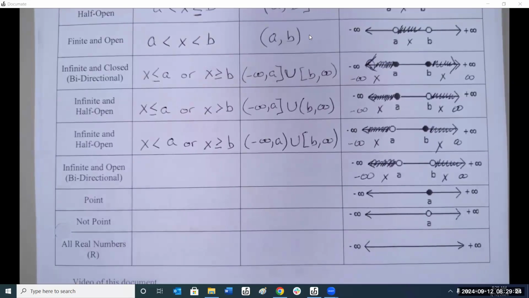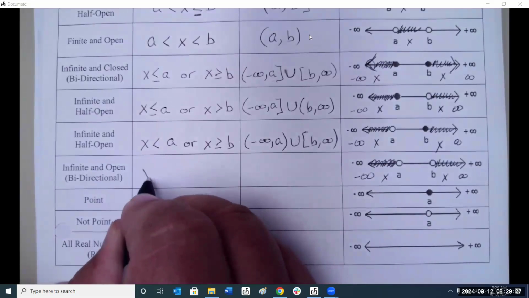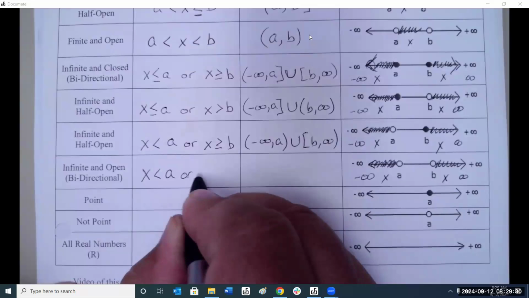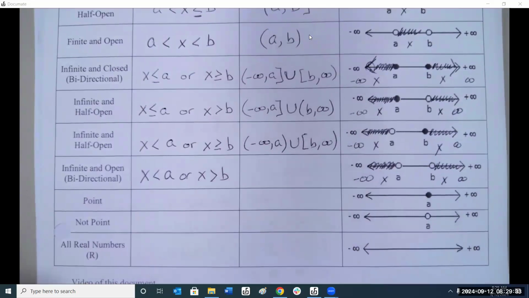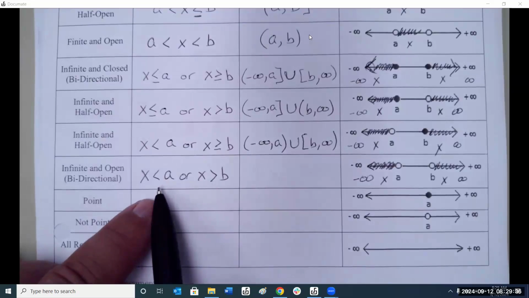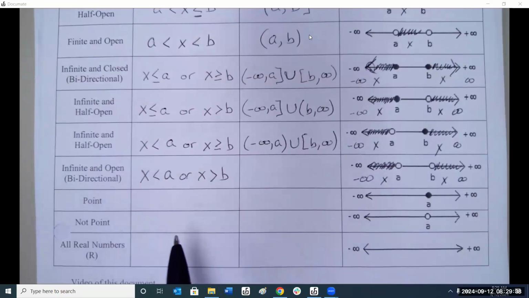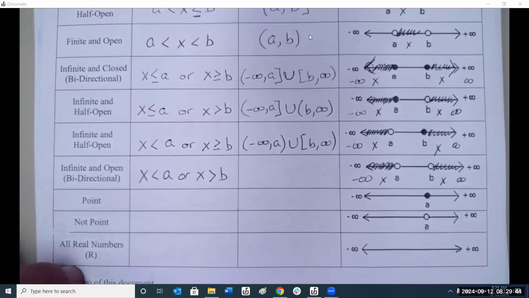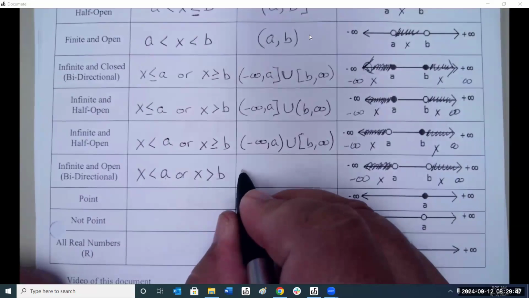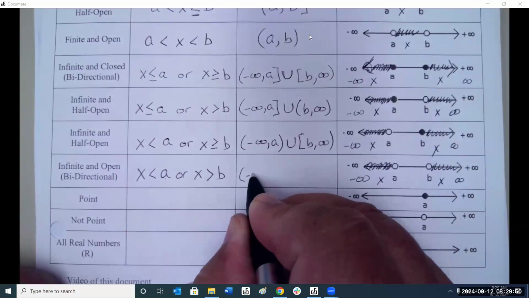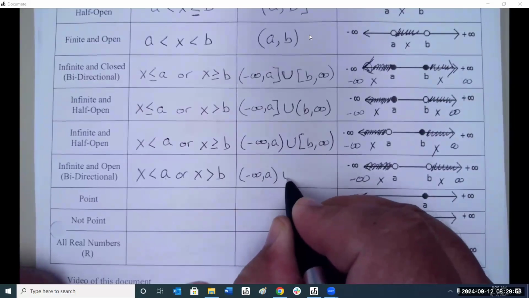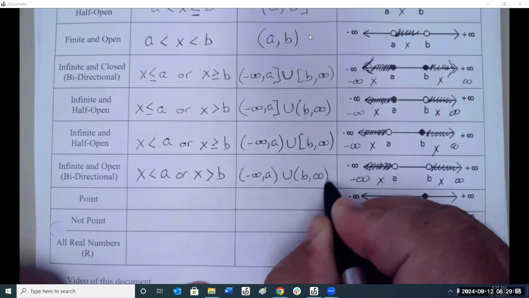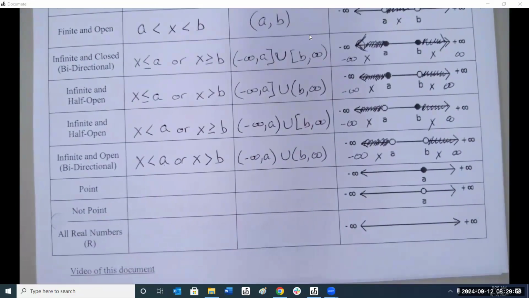Once you see the pattern of these, it gets very straightforwardly easy. So x is less than a, or x is greater than b. Again, what I said, remember, look at the arrows. If x is on your left-hand side, the arrows tell you which side is shaded. It's to the left of a, to the right of b. So now all of these are parentheses in this one. Those are the easy ones.